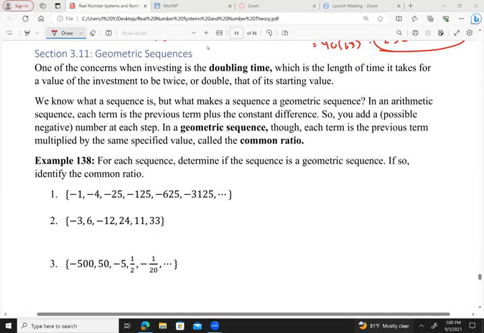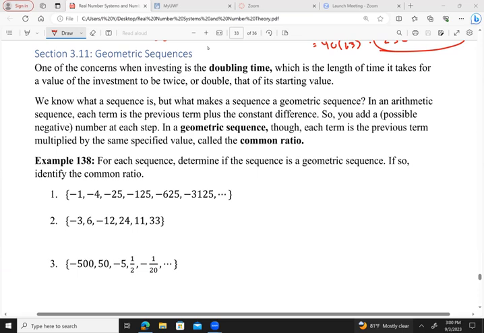Okay, so today we're going to look at section 3.11, geometric sequences. One of the current concerns when investing is the doubling time, which is the length of time it takes for the value of the investment to be twice or double that of its starting value. We know what a sequence is, but what makes a sequence a geometric sequence?